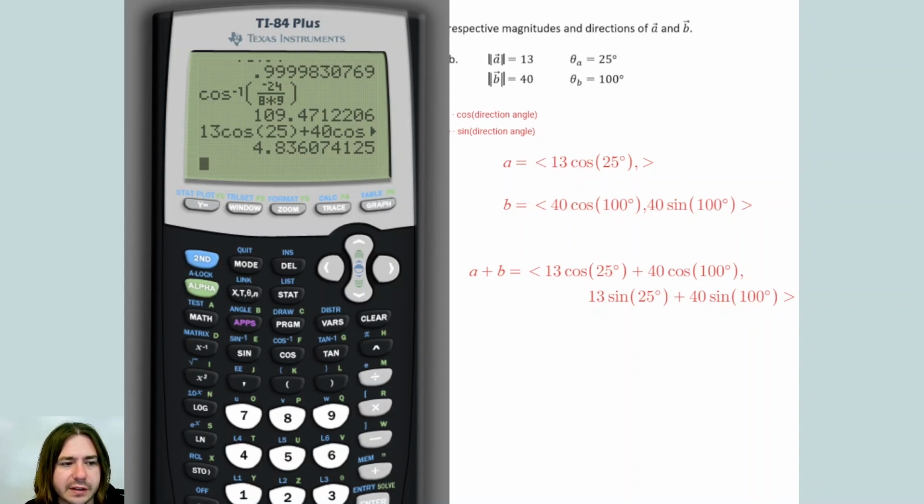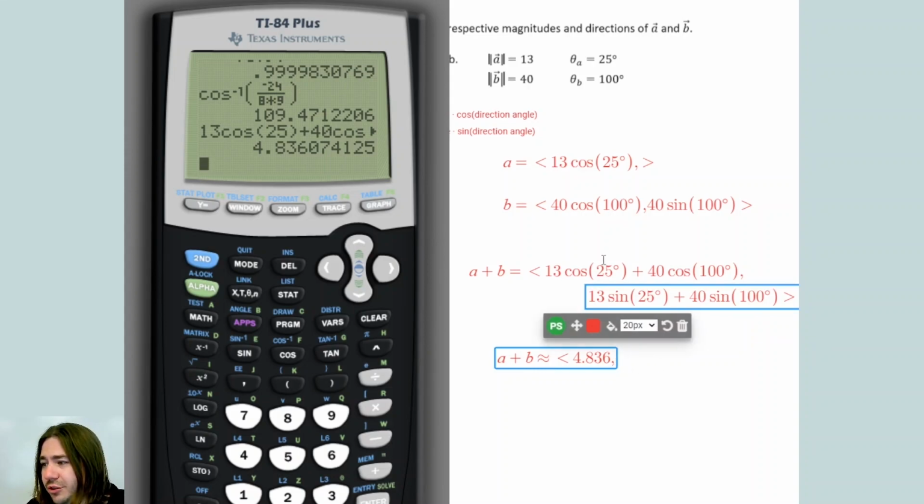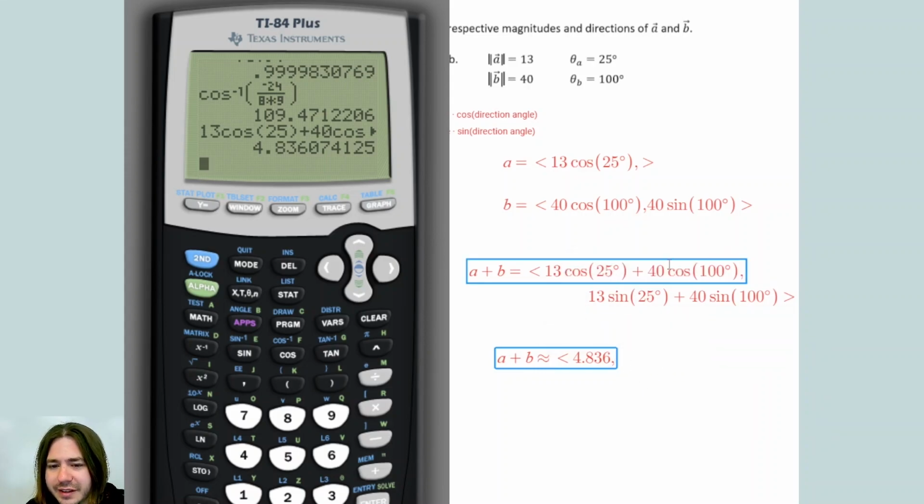I guess we'll go 3 decimal places here. So we'll say A plus B is 4.836, not equals, but approximately equal to. Really, you can't simplify this anymore if you're giving an exact answer. So here it makes more sense to just estimate.